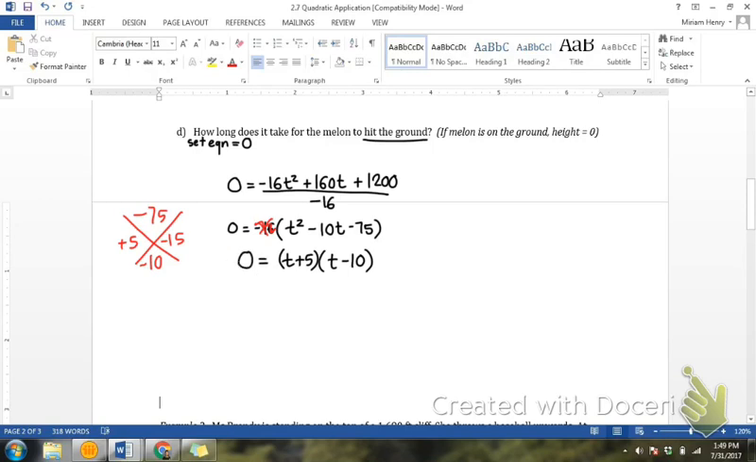I have a quick question about the shortcut. What determines if you can take that? If the a value is 1, so if in front of the t squared there's a 1, then you can take the shortcut. If not, you have to split the middle. Okay, what do we do at this point to solve?